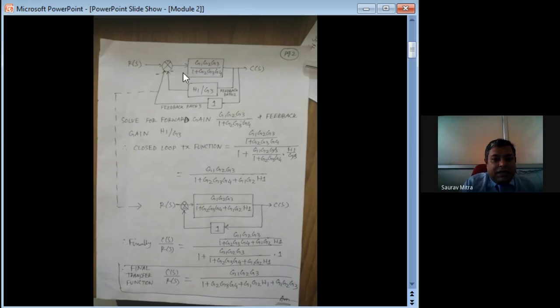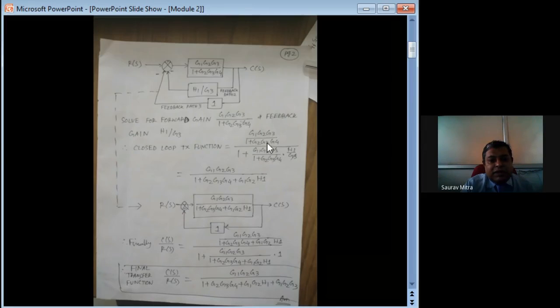So now let us take this inner loop first. The forward gain is G1 G2 G3 by 1 plus G2 G3 G4, and the feedback gain is H1 by G3. If you are trying to find the overall gain for the closed loop path with negative feedback, this is G divided by 1 plus GH. Now in this case, the forward gain is G1 G2 G3 by 1 plus G2 G3 G4, and 1 plus the whole thing multiplied by H1 by G3. So this G3 and G3 get cancelled, and this becomes H1 G1 G2.